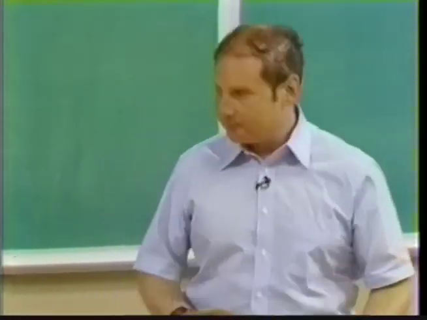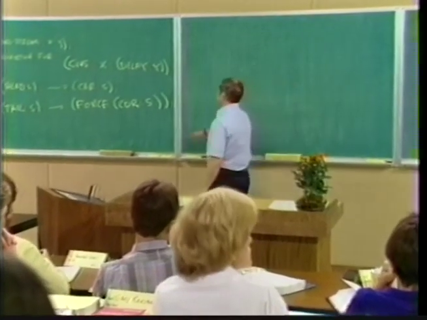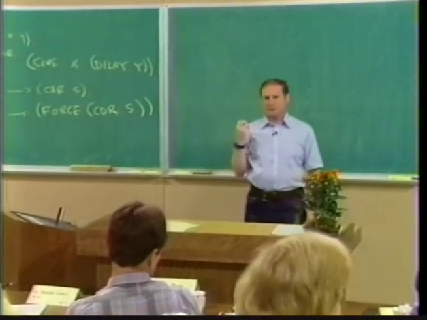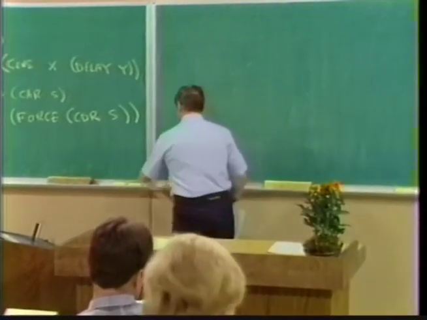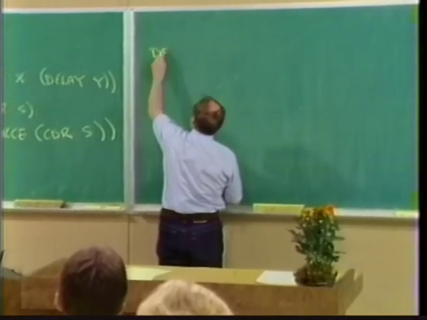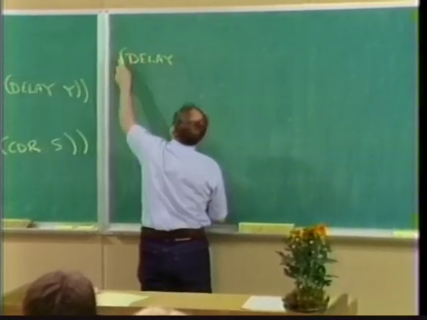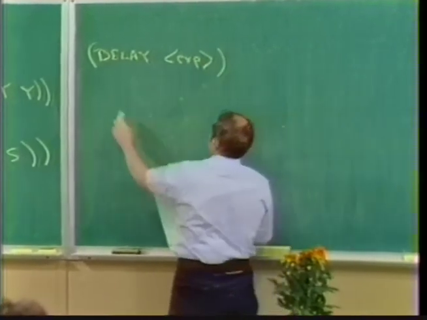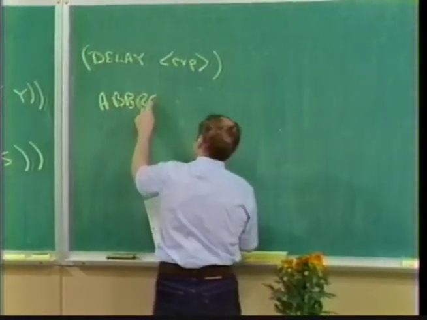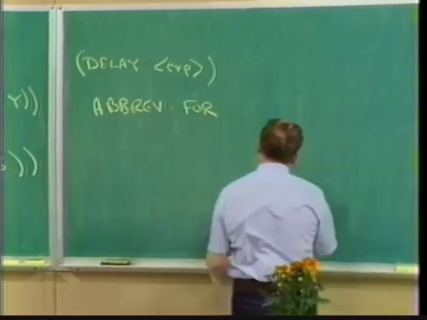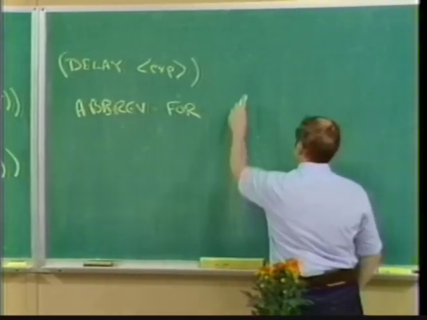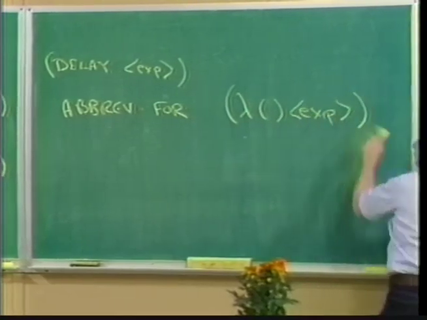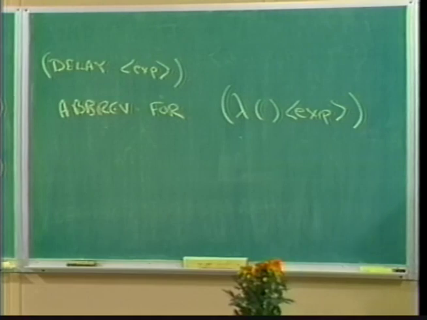Okay, well, that seemed easy. All of this mechanism got put into this magic delay. So you're saying, gee, that must be where the magic is. But see, there's no magic there either. You know what delay is. Delay of some expression is just an abbreviation for, well, what's a promise to compute an expression? Lambda of nil, right? Procedure of no arguments, which is that expression. Right, that's what a procedure is.